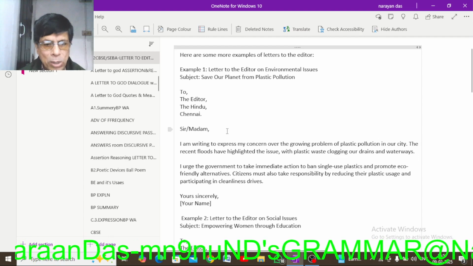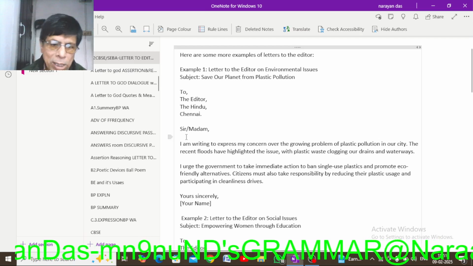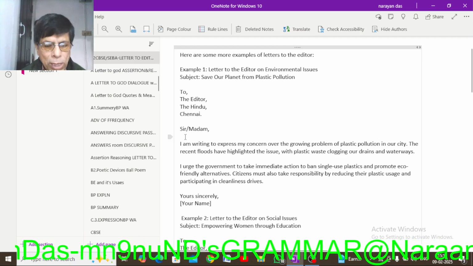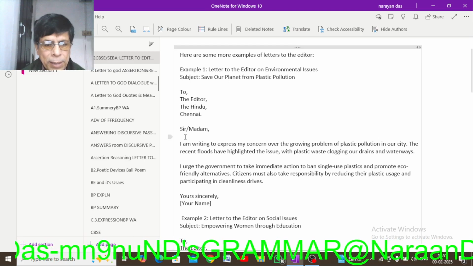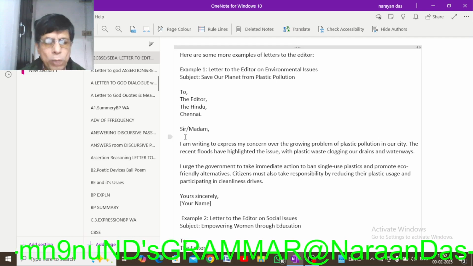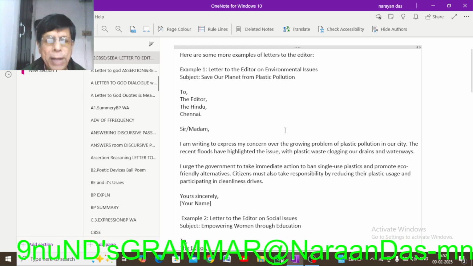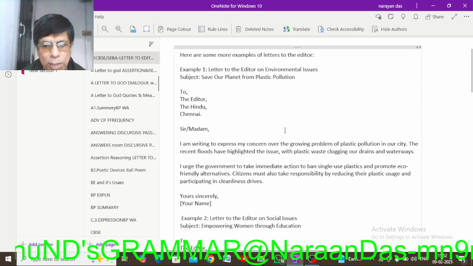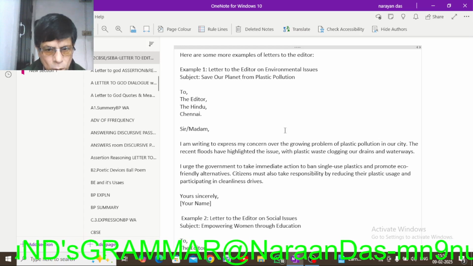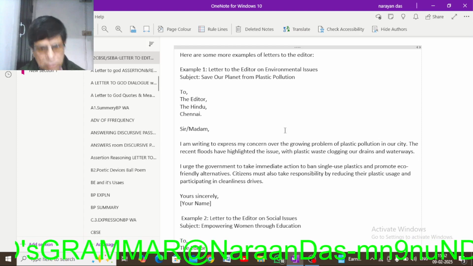The first paragraph is the saluting paragraph. Here it is written directly. You can write it in another format also, like this: I request the hospitality of your reputed newspaper to publish the following to address the plastic pollution issue, or to draw the attention of the authority concerned.